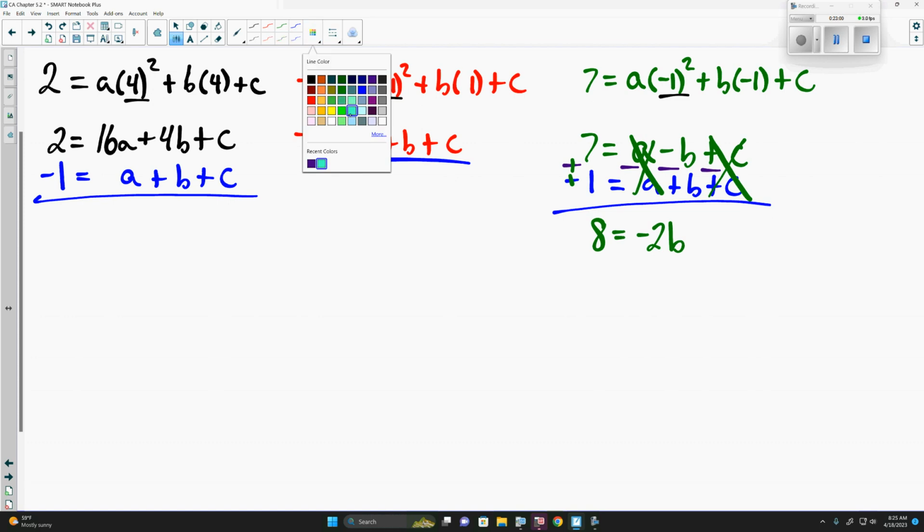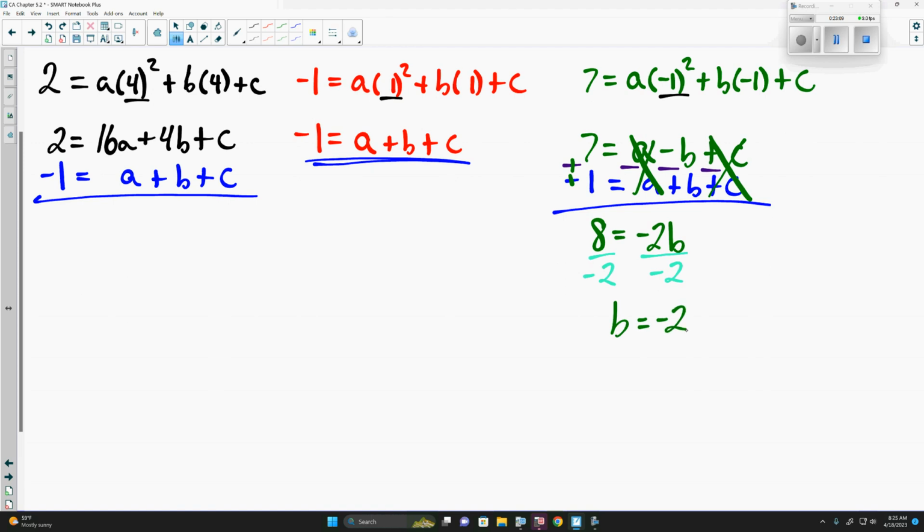in that we get b by itself. We would divide both sides by negative 2, telling us b is negative 4. That's kind of nice. So we found one of our 3 variables. We need to find the other 2.